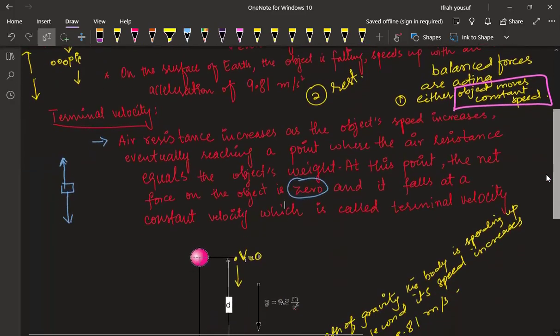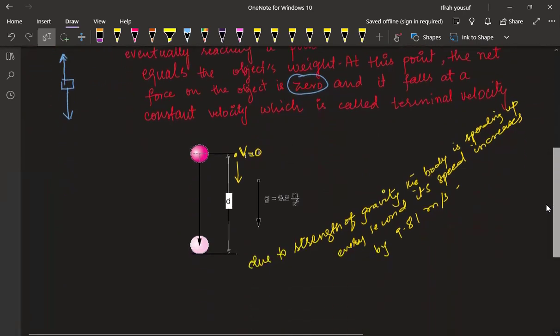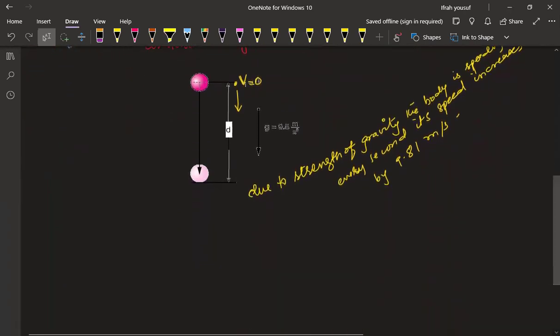All right. So the net force, that is the resultant force on the object, is zero and it falls at a constant velocity. So yes, it is fulfilling that concept that when the forces are balanced, the object will move with the same speed. Is this clear now? Which is called a constant terminal velocity. Clear? Got it? Now, any confusion? Okay. Let me show you one thing here.